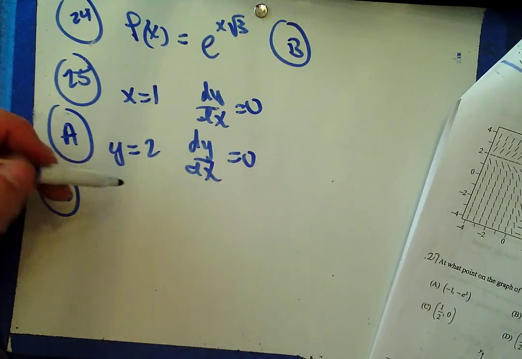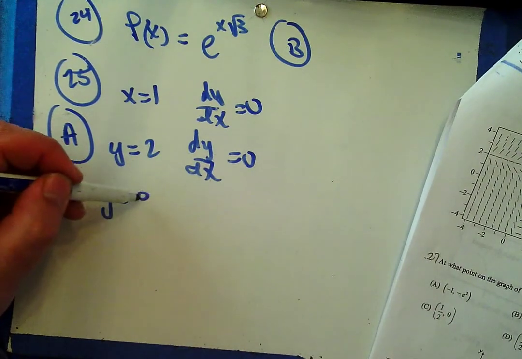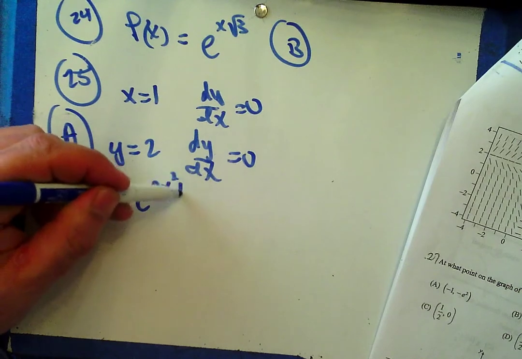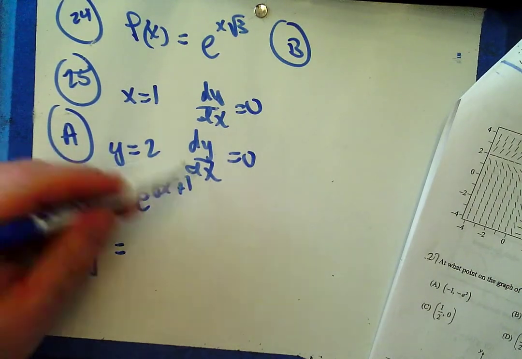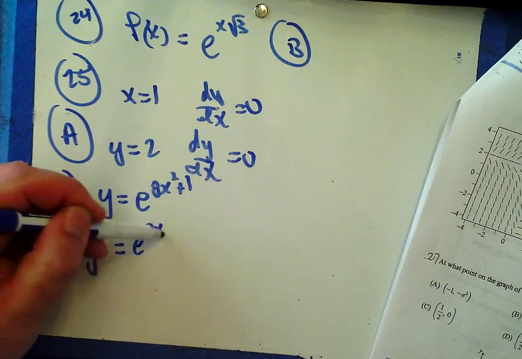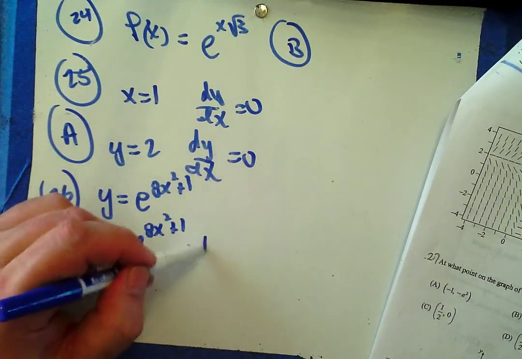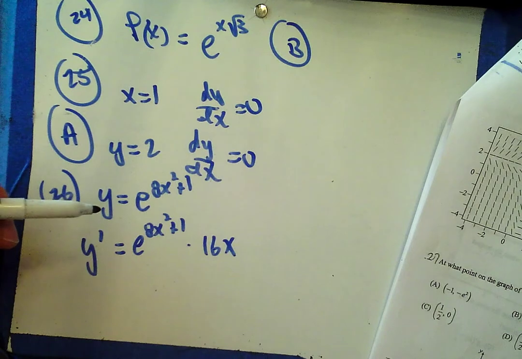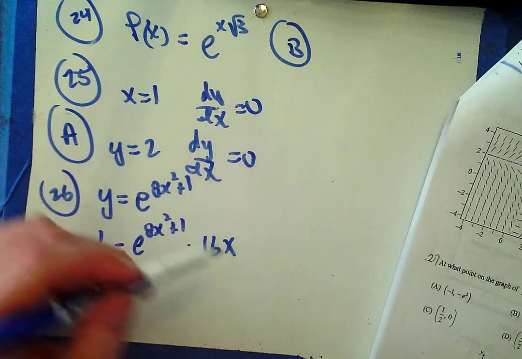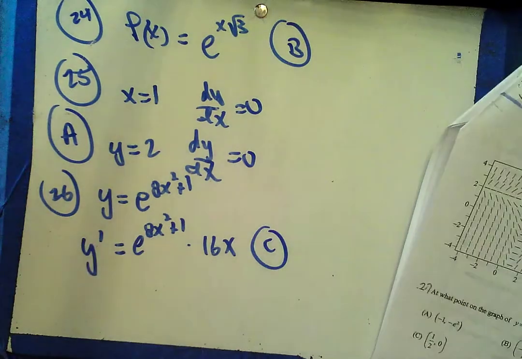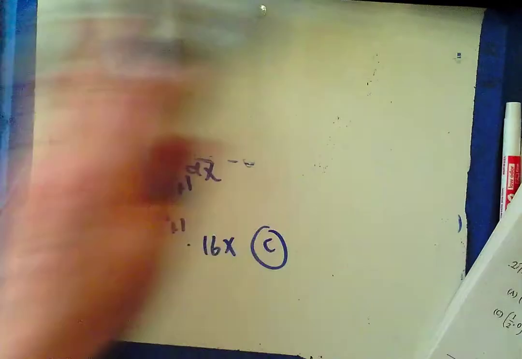26. If y equals e to the 8x squared plus 1, then the derivative y prime is e to the stuff times the derivative of stuff. 16x e to the 8x squared plus 1 is choice C for number 26.